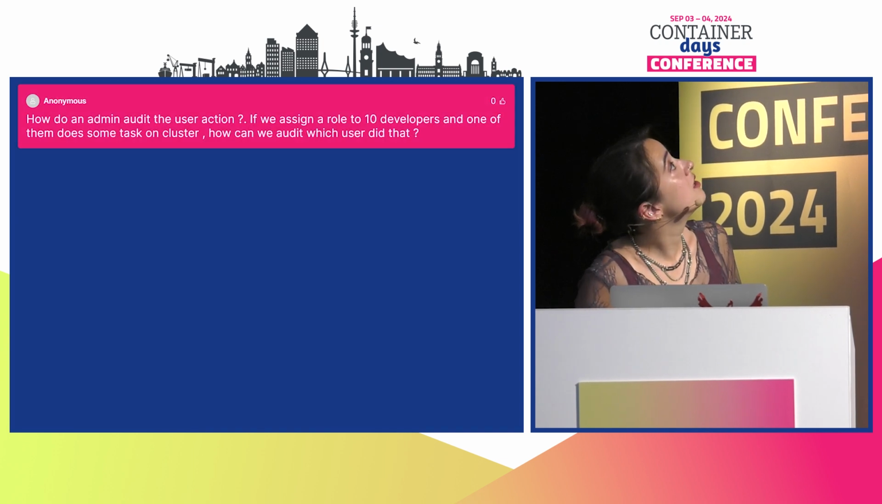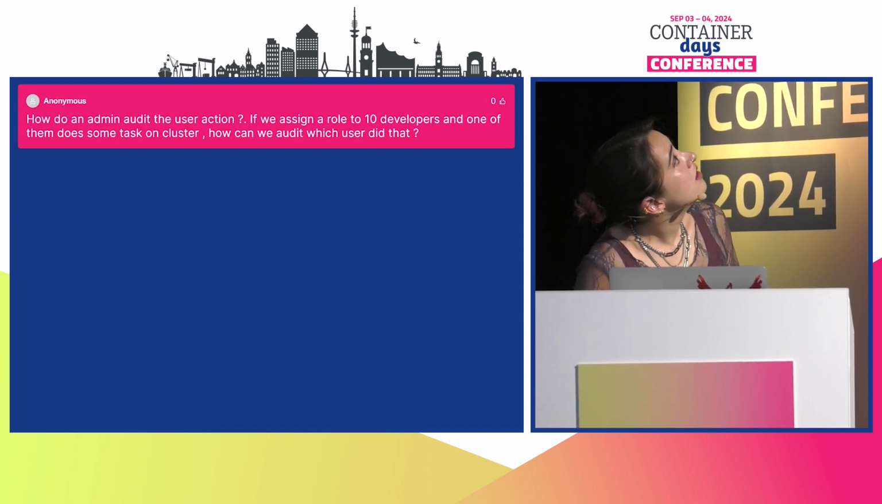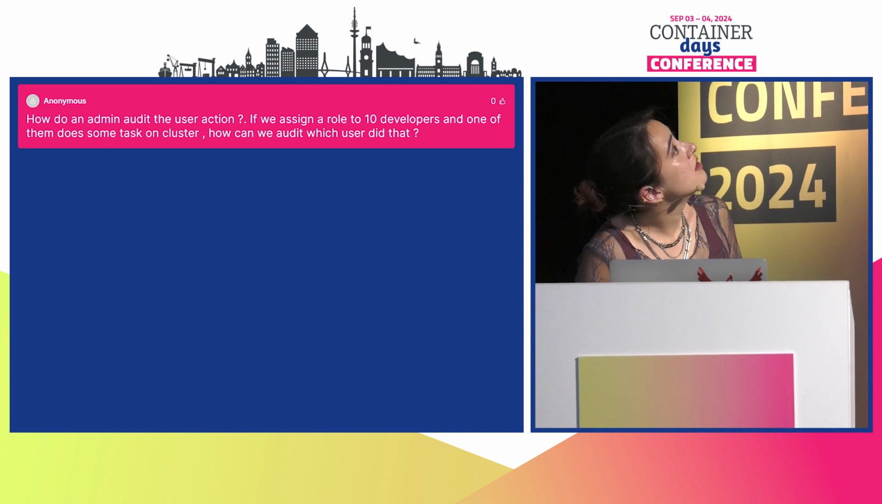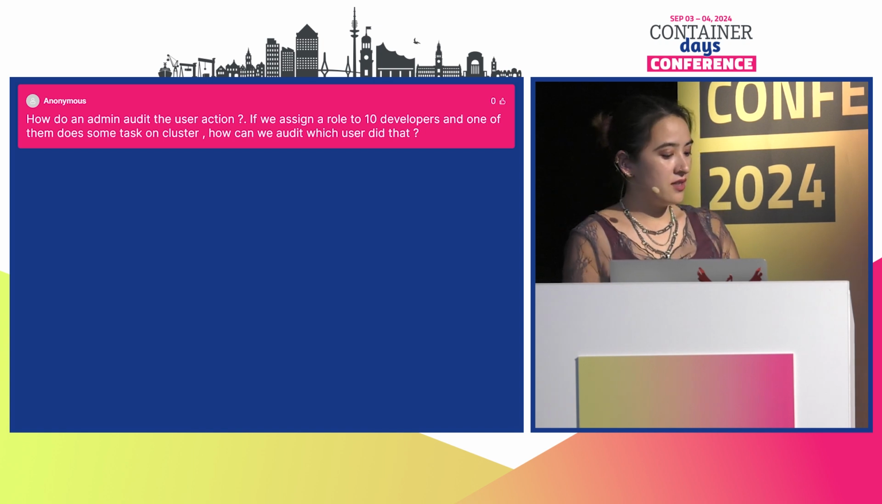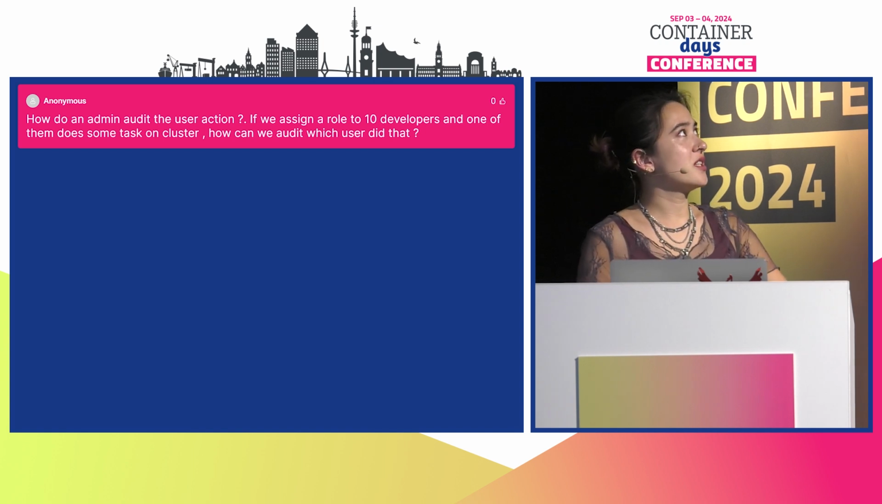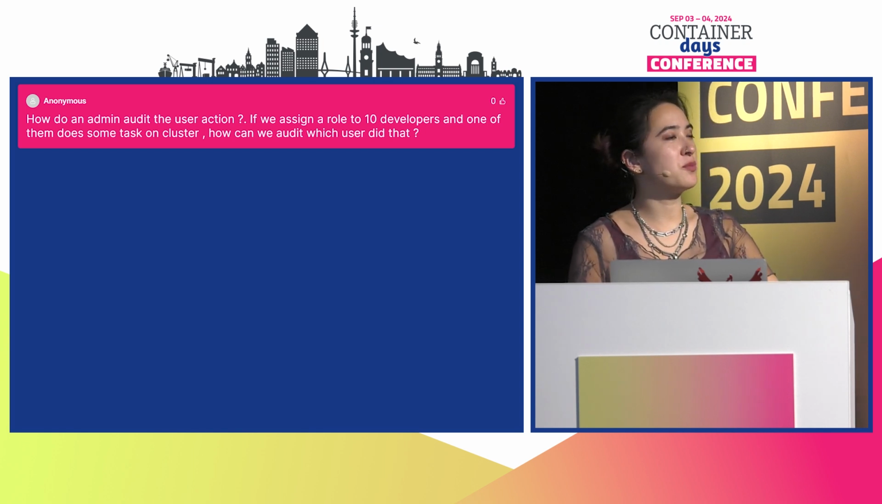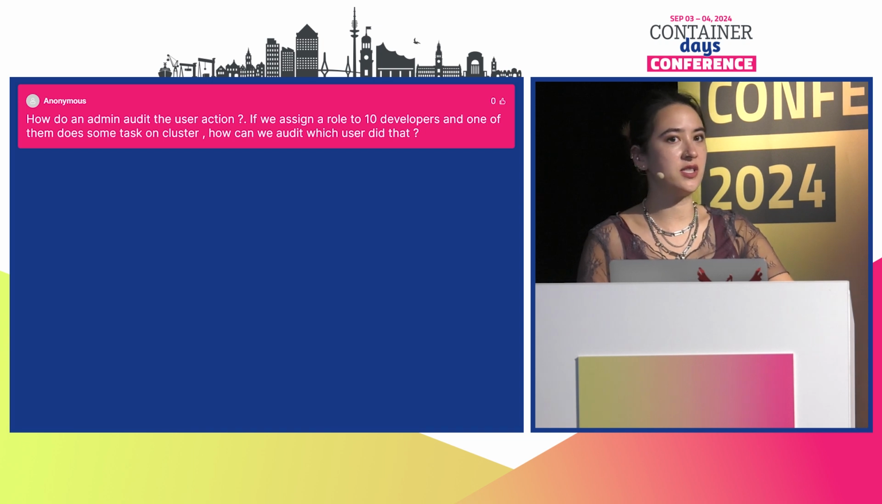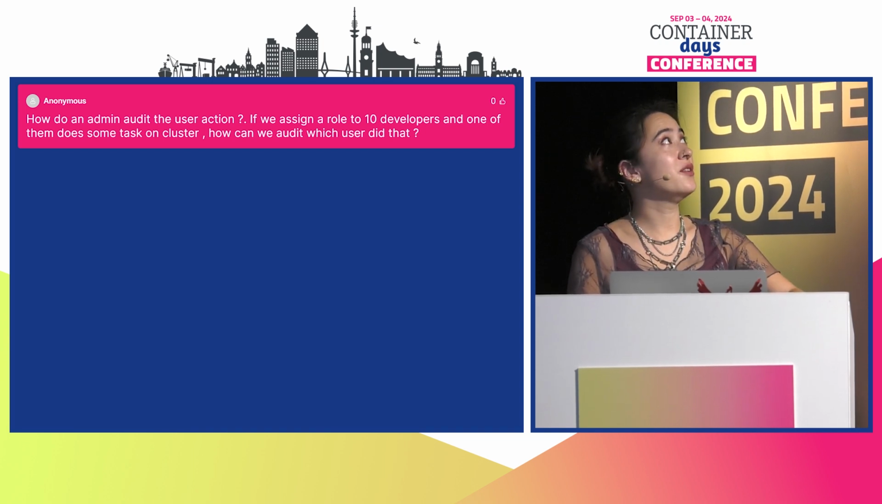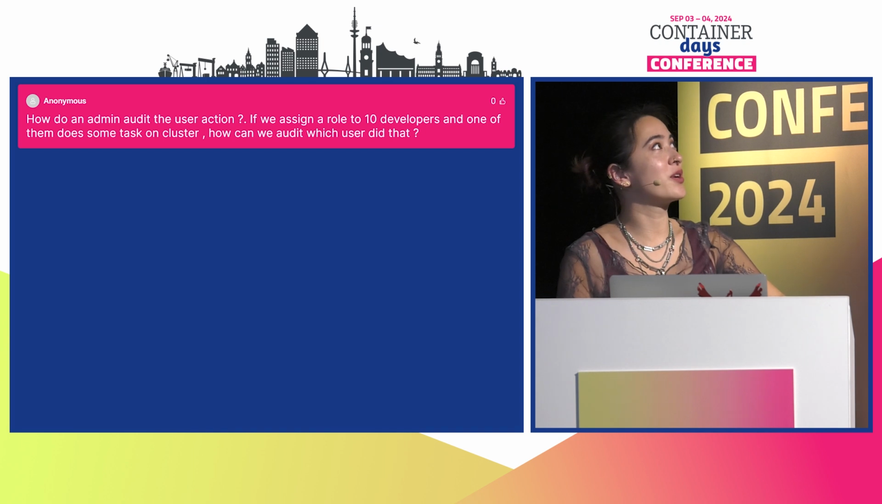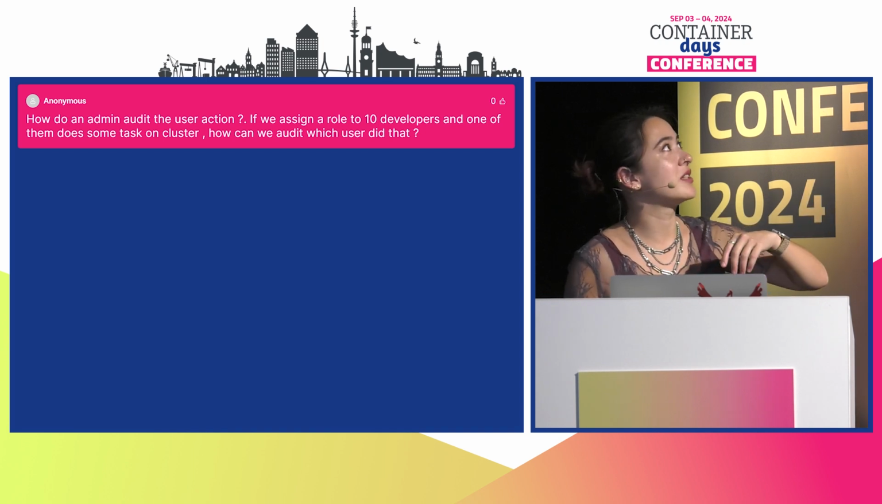And the next one is, how does an admin audit user actions? If we assign a role to 10 developers and one of them does some task on a cluster, how can we audit which user did that? If you're giving each person a specific user, based on things like logging, you should be able to see which user did some specific action. If you gave every person the same user, or all 10 of them the same user, that obviously would be a problem.